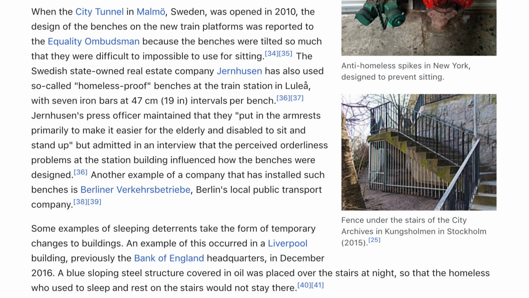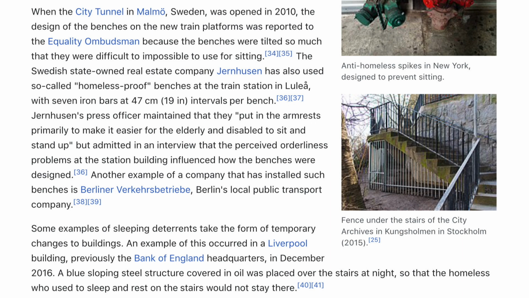When the city tunnel in Malmö, Sweden was opened in 2010, the design of the benches on the new train platforms was reported to the Equality Ombudsman because the benches were tilted so much that they were difficult or impossible to use for sitting. The Swedish state-owned real estate company Jernhusen has also used so-called homeless-proof benches at the train station in Luleå, with 7 iron bars at 47 centimeter, 19-inch intervals per bench.